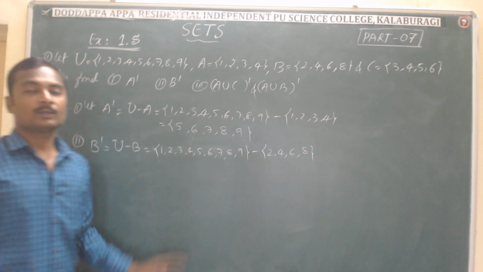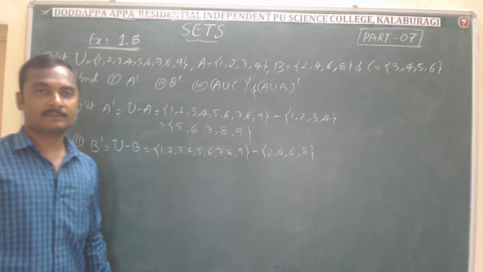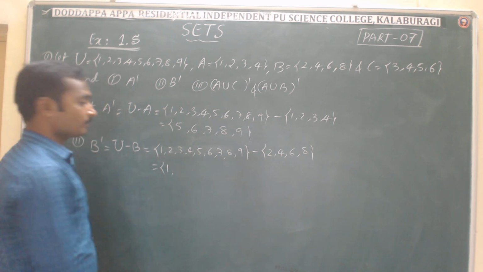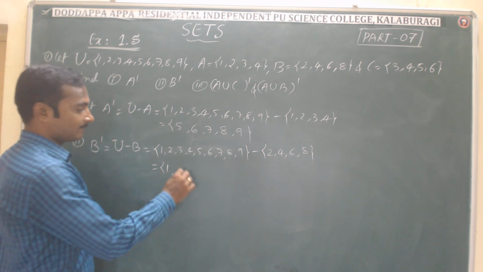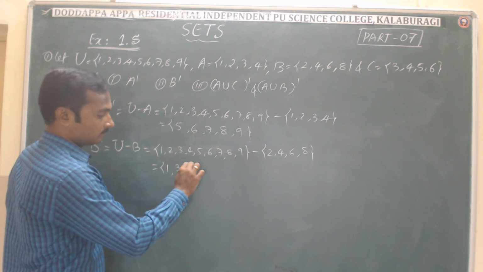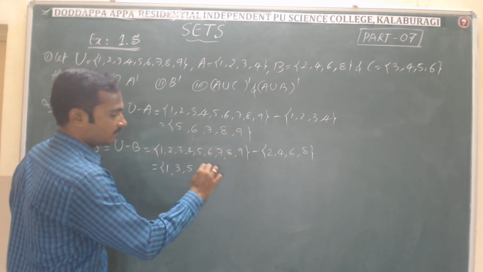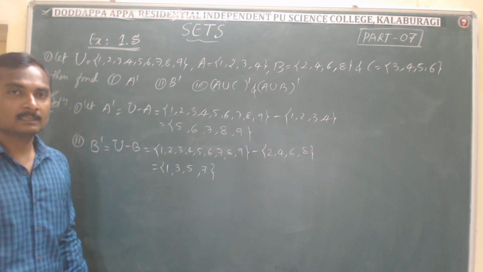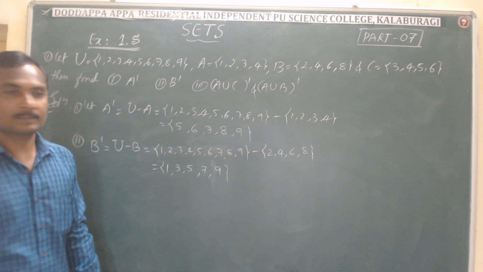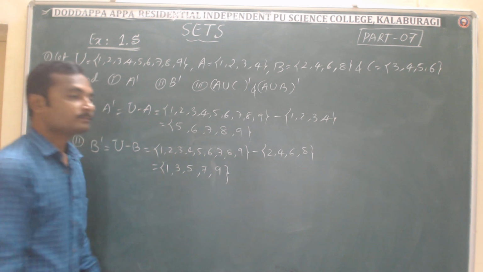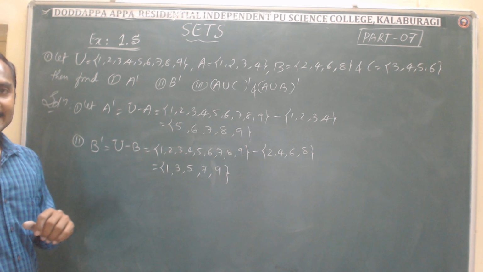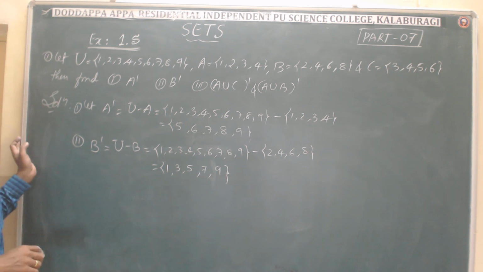So let us find the universal set minus the elements of the set B. 1 is not present in the set B, so 1 is an element of U minus B. 2 is present, 3 is not present, 4 is present, 5 is not present, 6 is present, 7 is not present in the second set, and the 9 is also not present. Therefore 1, 3, 5, 7, 9 are the elements of U minus B, that is, the complement set B complement.